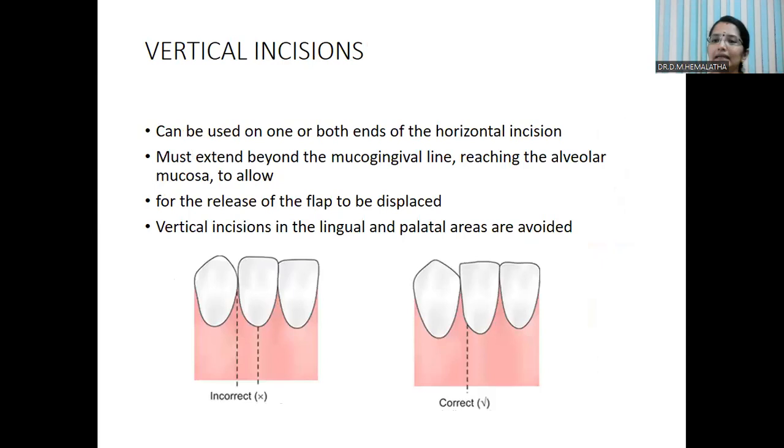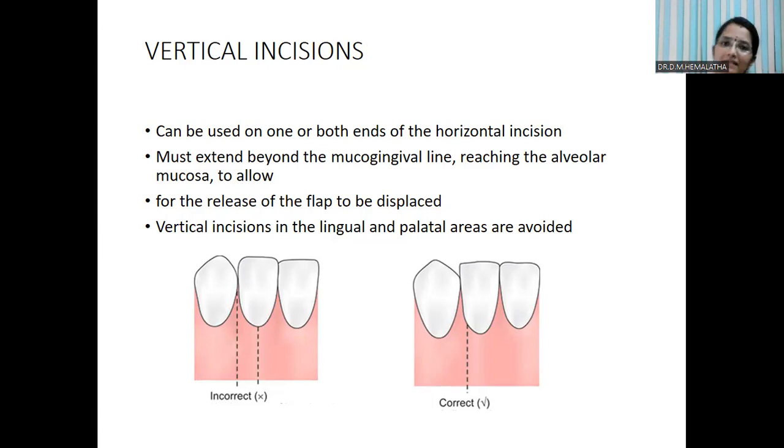Coming on to the vertical incisions, they can be given when you are going to displace the flap, and can be used on either one or both ends of the horizontal incision. The vertical incisions most commonly extend beyond the mucogingival line and reach the alveolar mucosa, so that the entire flap is movable for you.